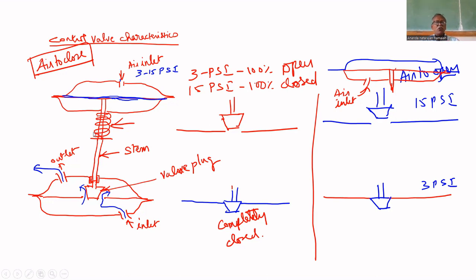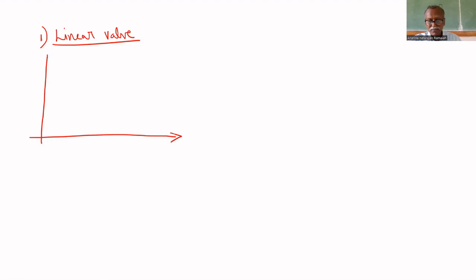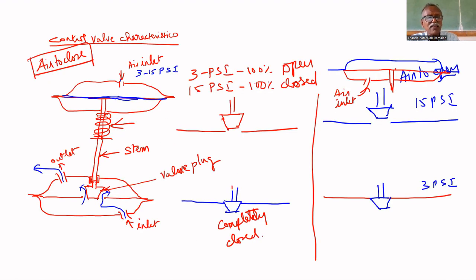So there are initially two types: one is called air to close, another is called air to open. Another difference is the linear valve. Linear valve means its behavior will be linear. If you plot valve opening, how it varies, 3 to 15 psi, or we can say 0 to 100%. 50% means 9 psi. What is the middle value? Middle value is 9 psi. 9 psi means middle value, 50% open.